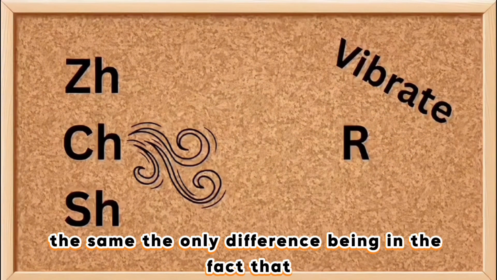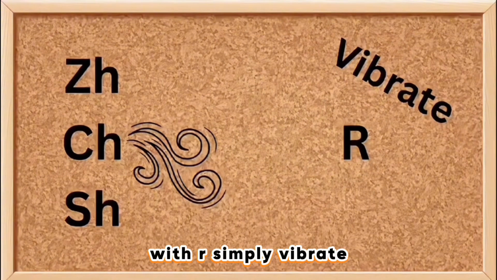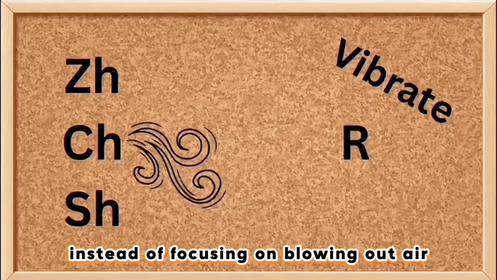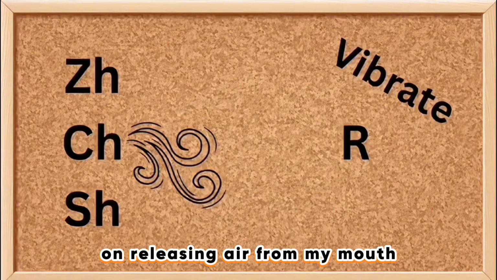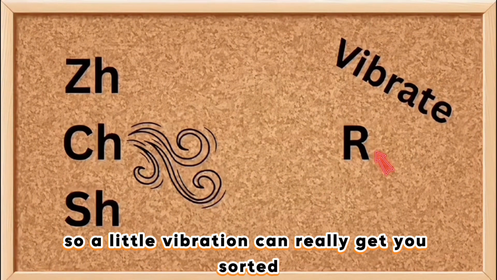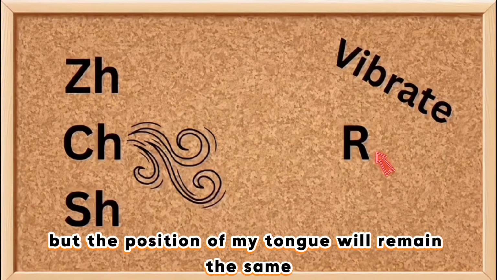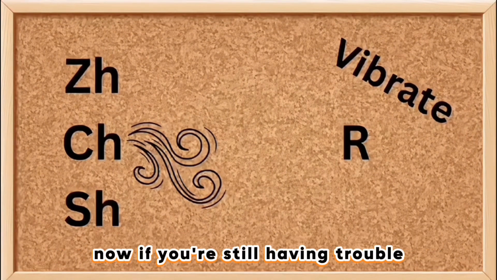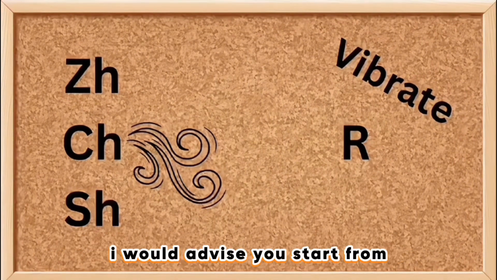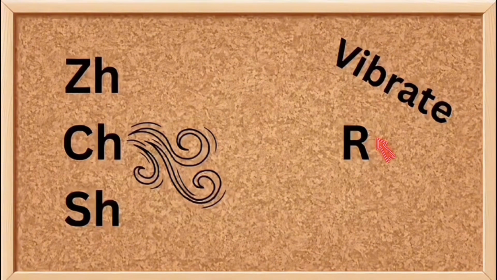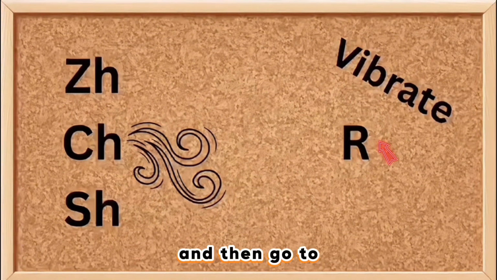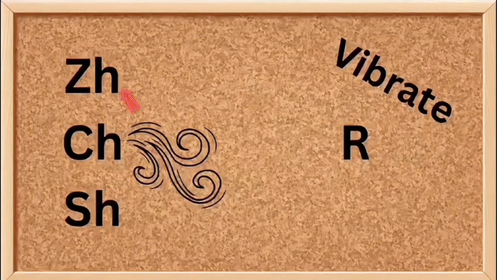The only difference is that with r, I simply vibrate instead of focusing on blowing out air, on releasing air from my mouth. So r, a little vibration can really get you sorted, and you will be pronouncing this with ease. R, but the position of my tongue will remain the same. Now, if you're still having trouble, I would advise you start from r, and then go to j.